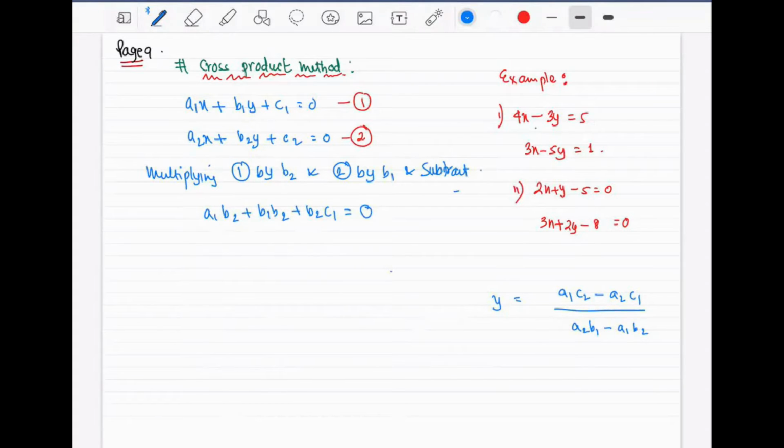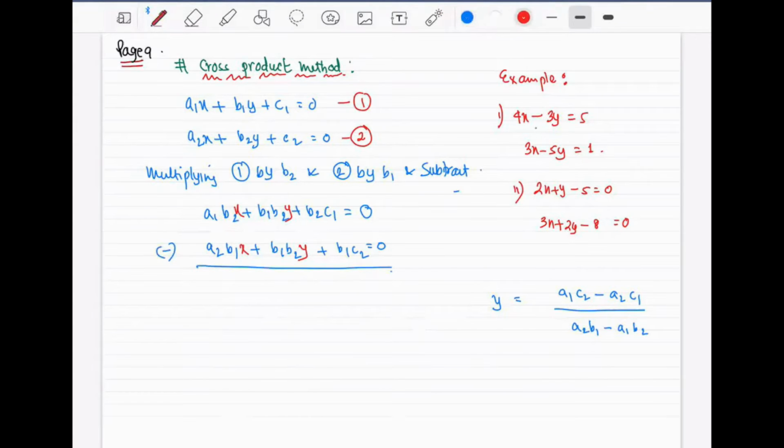Do the same thing for equation number 2. We have to multiply equation number 2 by b1. So the result is a2 b1 x, b1 b2 y, plus b1 c2. So we have to put x, y here. I'm putting the variables in red color. Okay, now we have to subtract these two, right? These two equations we obtained after multiplication, we have to subtract them. I'm putting a minus sign here.